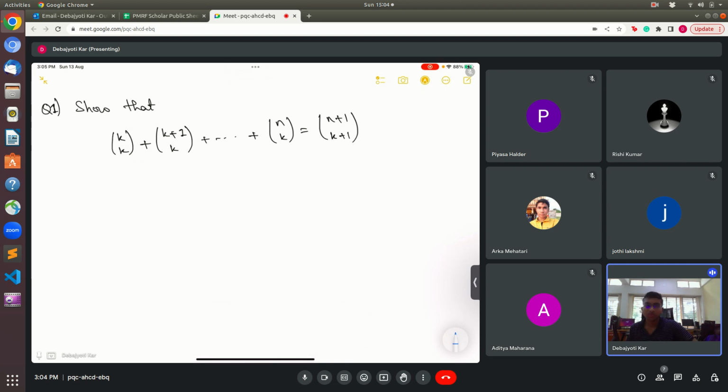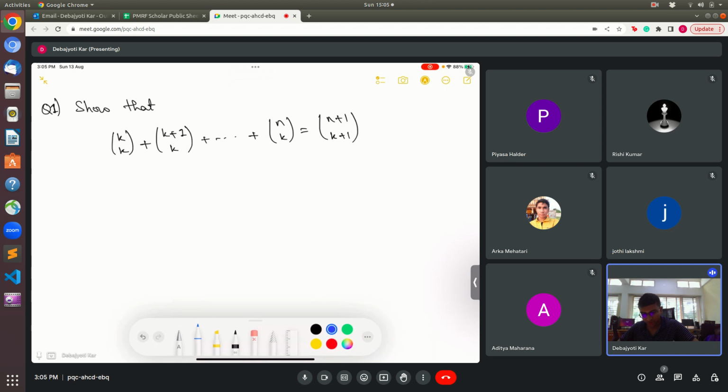Today's problems will also be based on basic counting and proving some identities, like last week. So let's look at the first question. The first question asks to show that for any two integers n and k, k choose k plus k plus 1 choose k and so on up to n choose k is equal to n plus 1 choose k plus 1.